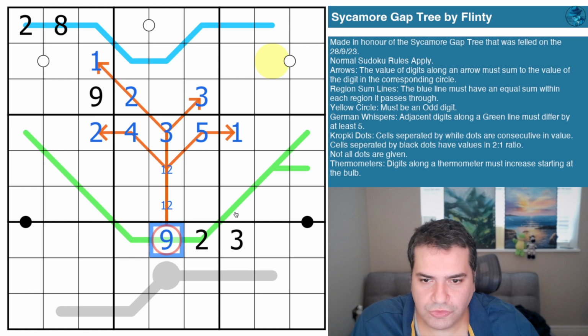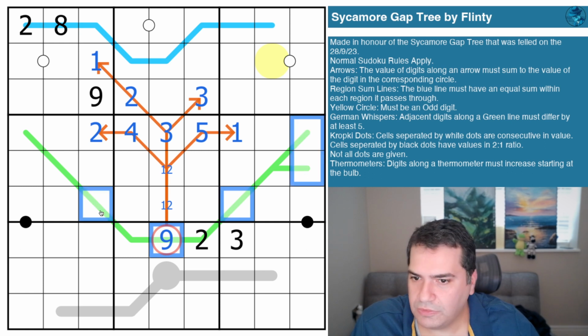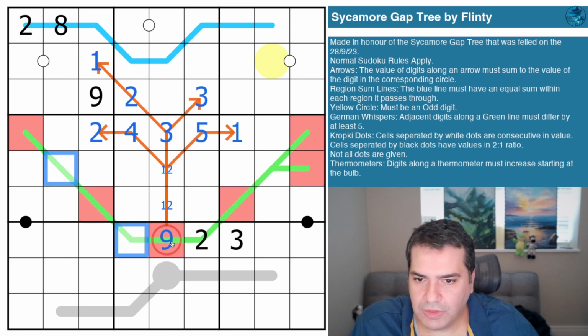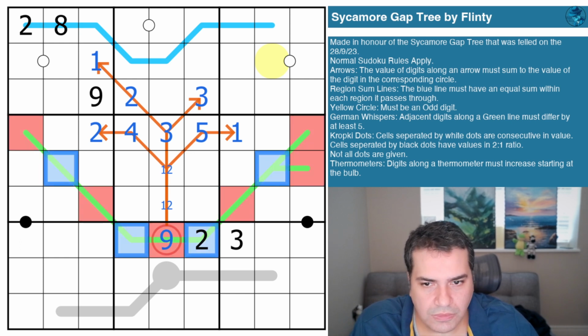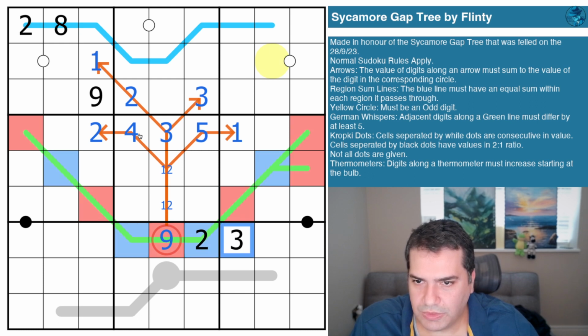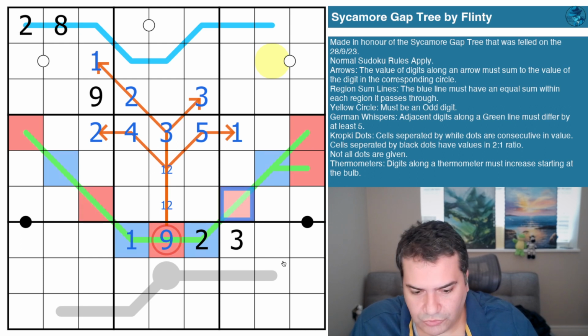Let's have a look at this German whispers line. Helpfully, we actually know which digits are high and which digits are low. Let's have a think about that for a second. So this is not 2, not 3, not 4. This is a 1, which unfortunately means it could be basically anything in here. It could be 6, 7, 8, or 9. This is from 7, 8, 9.